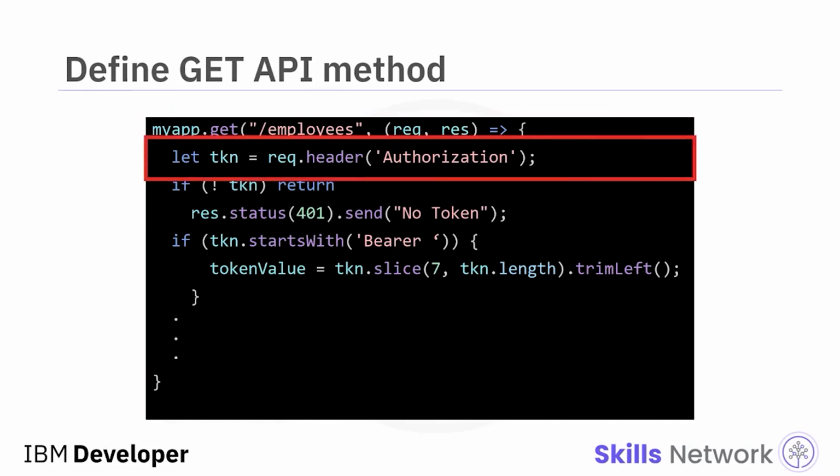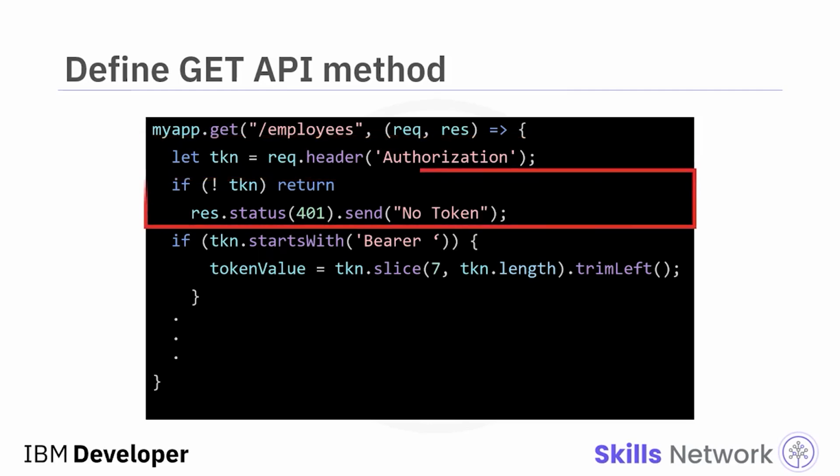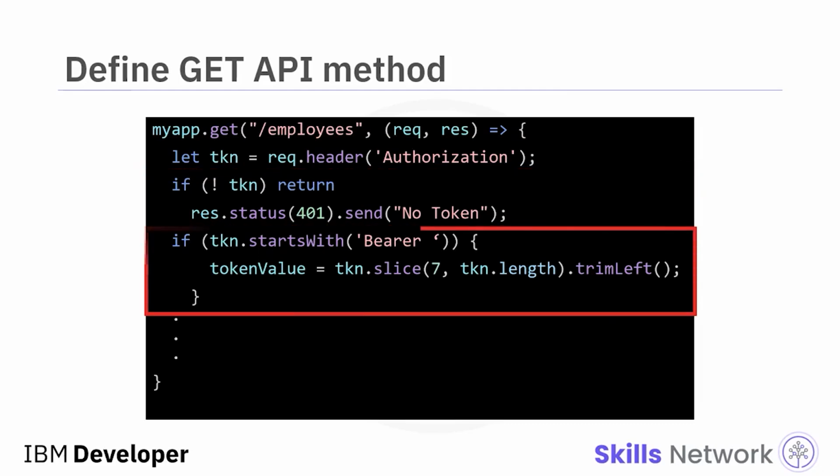The token fetched from the call to the sign-in API is passed in the authorization header. The getAPI, employees, is updated to read the authorization header from the incoming API request using the request.header function. And if no header is found within the request, then a status code of 401 is sent back by the getAPI with the message, no token. The authorization header always starts with the string bearer at the start of the header, and therefore this token is also known as bearer token.